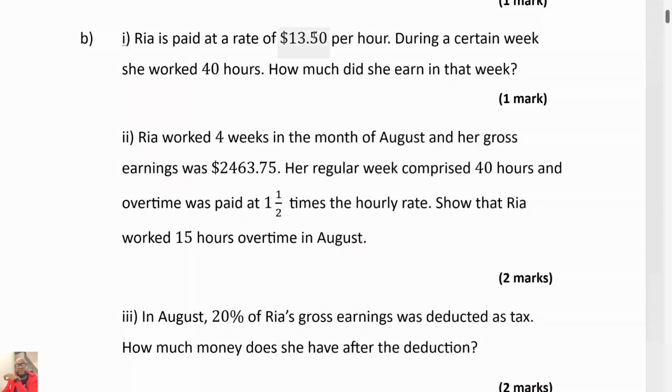Ria is paid at a rate of $13.50 per hour. During a certain week, she worked 40 hours. How much did she earn in that week?